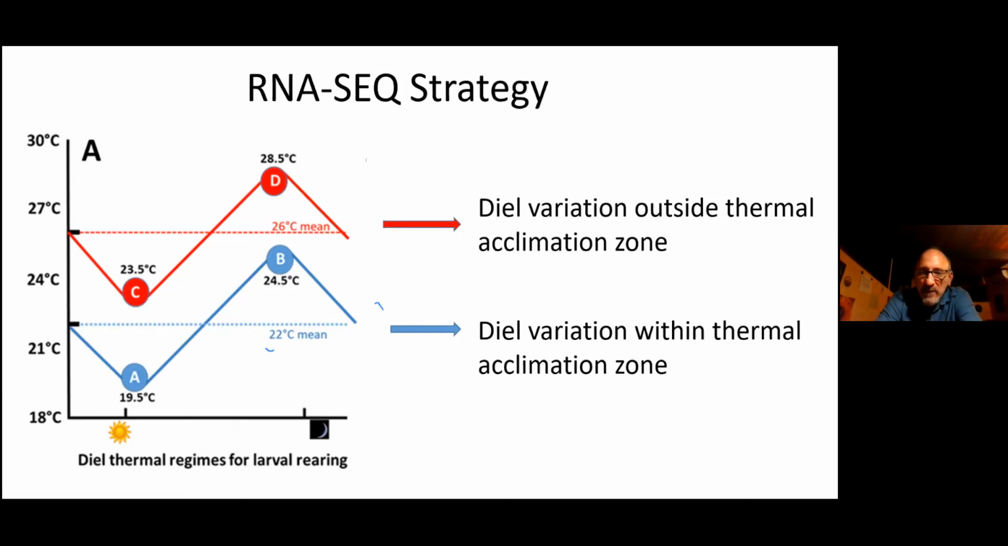And the blue one represents diel variation within what Byrne calls that thermal acclimation zone. So the animals are wiggling between two nice temperatures for development, whereas the 28.5 is outside of that thermal acclimation zone. And so we know that it's stressful, but we're only giving that stress transiently. But they're spending a lot of time the rest of their day in pretty good temperatures. 23.5 is good.